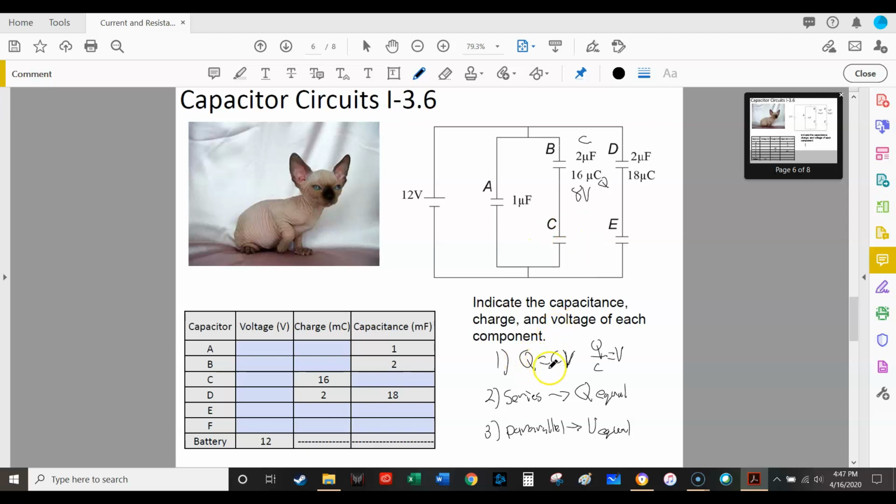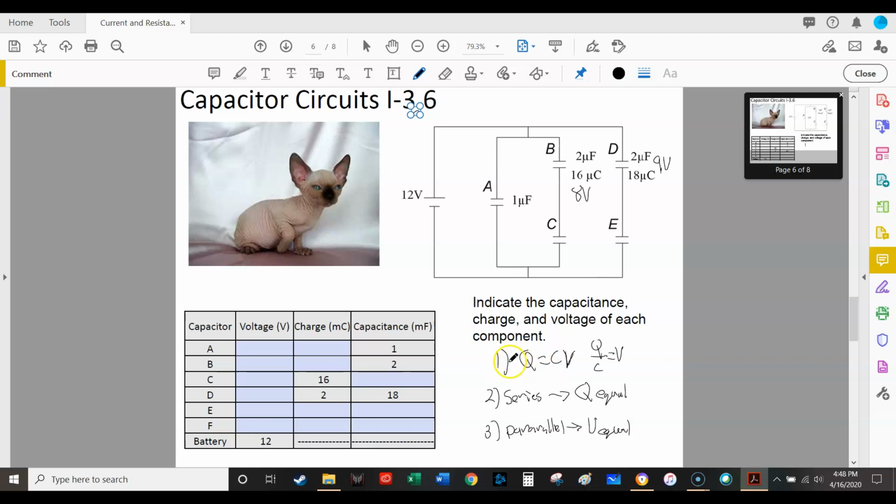Let's continue on with rule number 1, and we'll worry about the rest later. Here we got 18 microcoulombs. Again, we have charge, and we have 2 microfarads. 18 microcoulombs divided by 2 microfarads is going to be 9 volts. Okay? That Q and C are confusing to me, so I'm going to get rid of those. All right. So here we go. Let's talk about this.